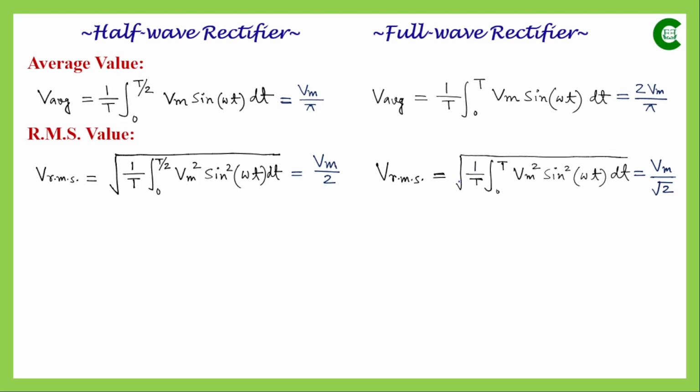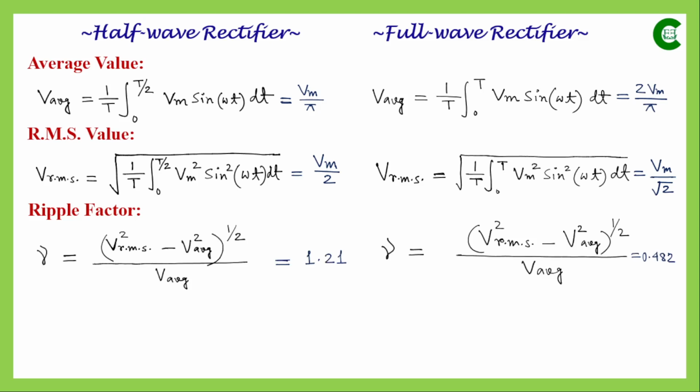Now in case of full wave rectifier, the only difference is that the integration is over 0 to T, and finally after evaluating this integration we will be getting this value Vm by root 2, which is the RMS value for an AC signal. Now the next parameter is ripple factor, and this is the formula for half wave as well as full wave rectifier, and since the average value and RMS value are different for half wave and full wave rectifiers, their ripple factor values also are different. For half wave rectifier it's 1.21, and for full wave rectifier it is 0.482.